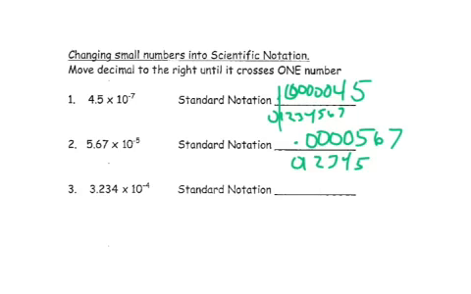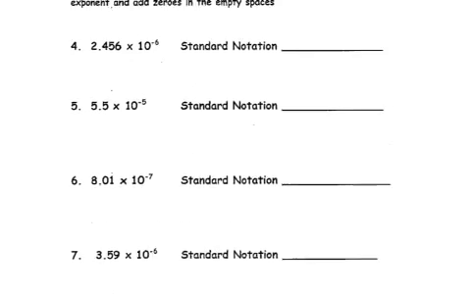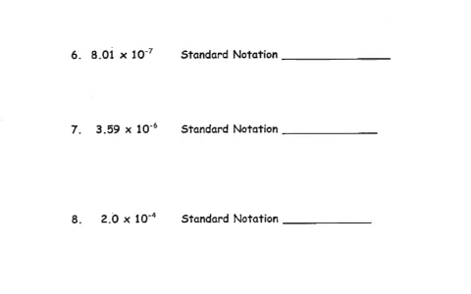Okay, and then the last one, I'm going to do this underneath. 3, 2, 3, 4. Move to the left 4 spots. So 4, 3, 2, 1, 0. Well, I know the decimal point goes there, so there's your final answer. Okay? So the last thing you guys are going to do is go ahead and work on these last problems.